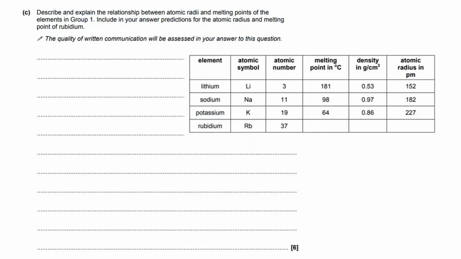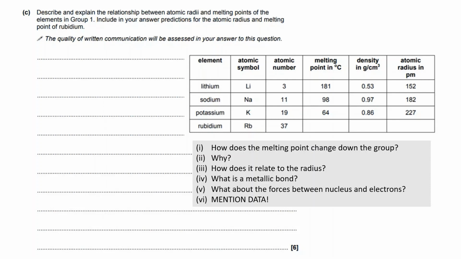Right, describe and explain the relationship between atomic radii and melting points of the elements in group 1, including your predictions for the atomic radius and melting point of rubidium. Radii is just the plural of radius. So there is the table with atomic symbols, numbers, melting points, densities, and atomic radius in picometers. PM stands for picometers, and pico is 10 to the power of minus 12. Alright, this is just to help you.